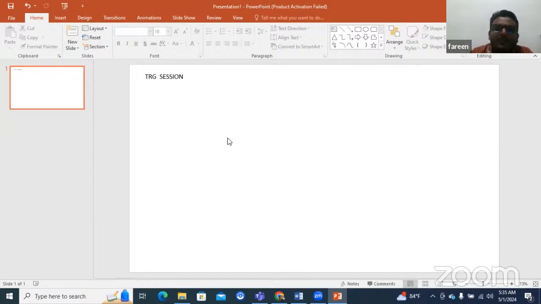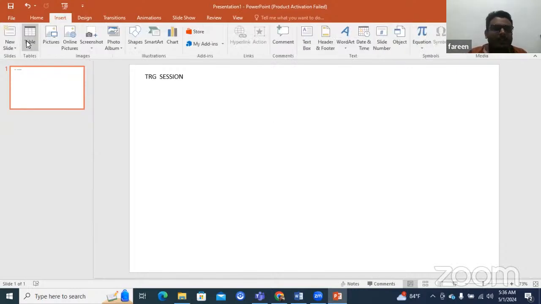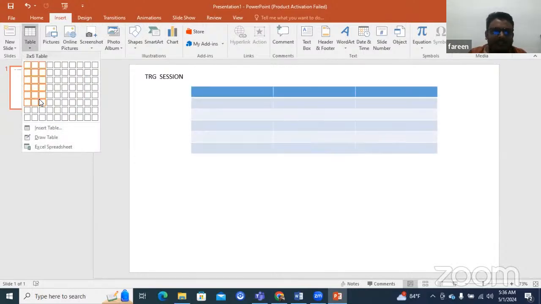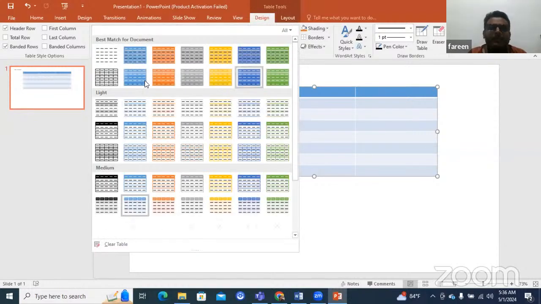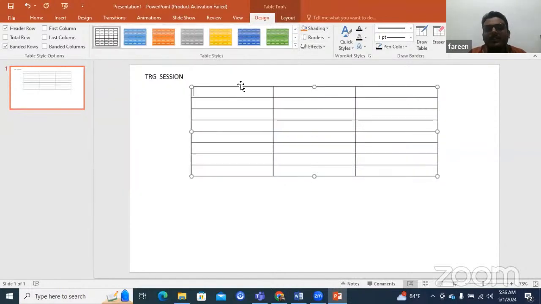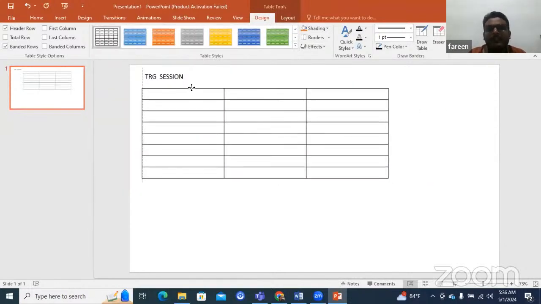Basically, if you attend this TRG session, you will get a clear picture of how your exam paper looks. Thereafter, it's up to you to practice more. So first of all, I'll explain the portions that we covered in your audit paper. The first thing is, audit paper is not a theory paper. Keep that in your mind.